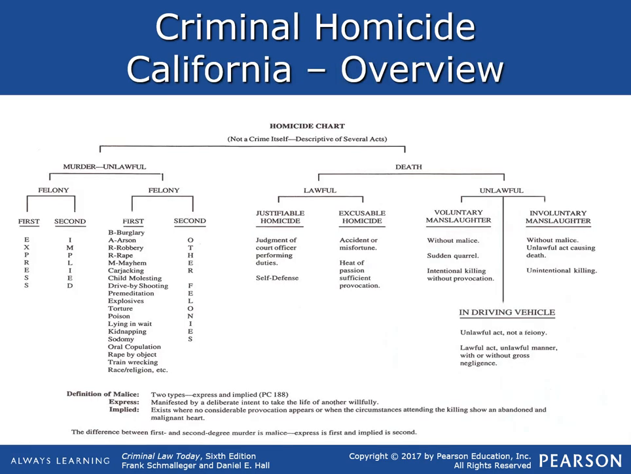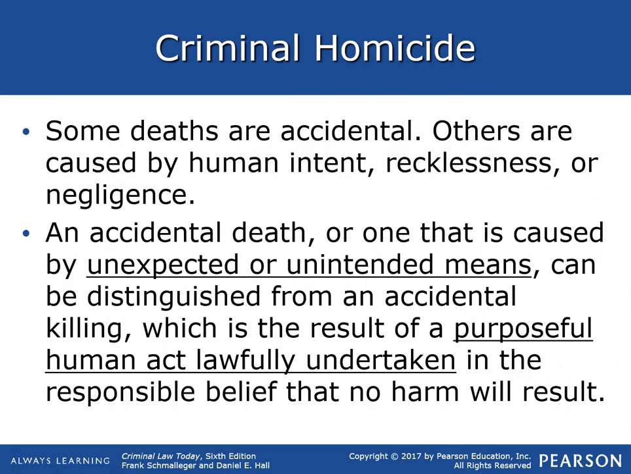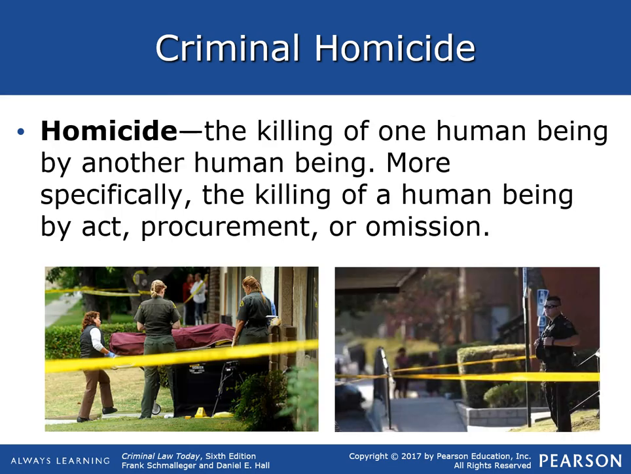And again, I know it's confusing, but if you go back to that chart, you can see we talk about death. Well, there is an excusable area. There's a lawful area for killing or death, and there's an unlawful area. Okay, so we'll get to those, but understand again that we can distinguish an accidental death, or one that is caused by an unexpected or unintended means, from an accidental killing, which is the result of perhaps a purposeful human act lawfully undertaken in the responsible belief that perhaps no harm would result.